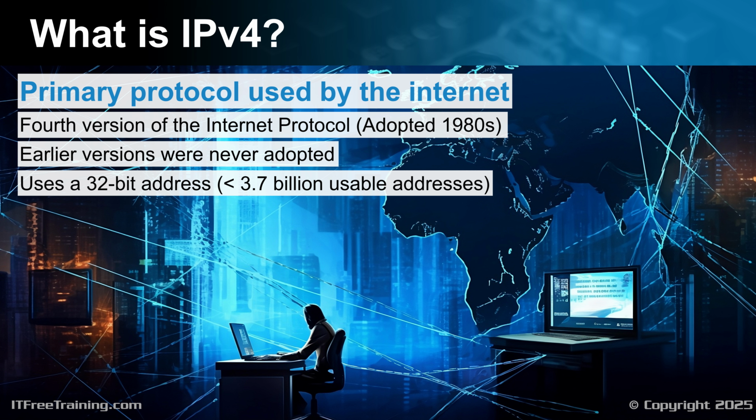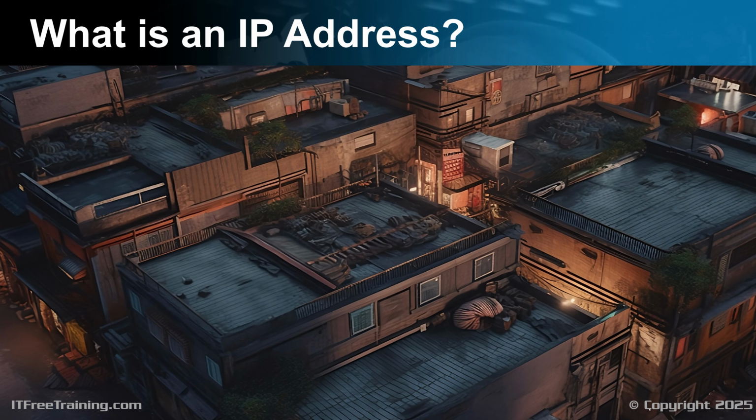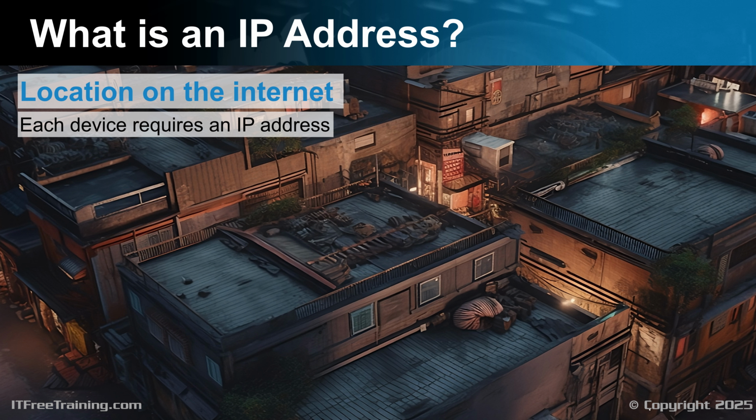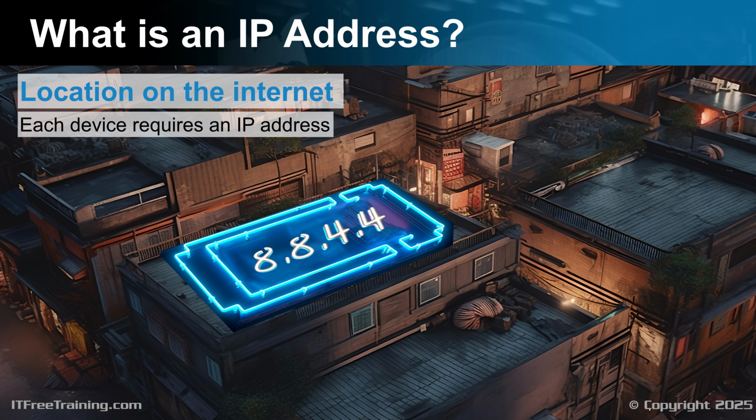Now let's take a closer look at what an IP address really is. An IP address is essentially a location on the Internet. Each device that connects to the Internet needs an IP address. Think of it like a home mailing address. Just as a mailing address helps a postal worker deliver your mail to the right house, an IP address lets other devices on the Internet send data directly to your device. It also helps routers figure out where to send network traffic so it reaches you.